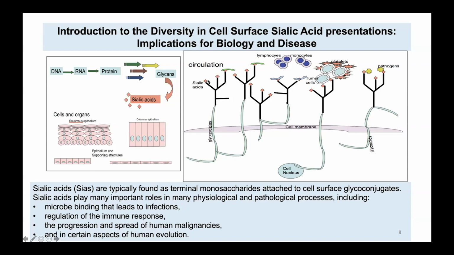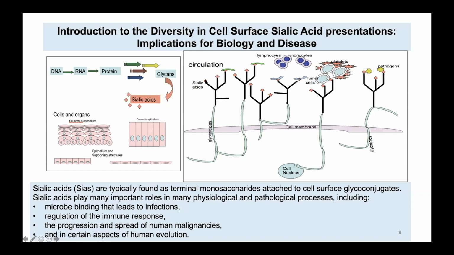These sialic acids are the terminal, very end monosaccharides attached to the underlying cell surface glycoconjugates and have been shown to have many important roles in the microbe binding that leads to infection, which will be the topic of the talk today. They also play roles in regulation of the immune response, progression and spread of human malignancies, and in certain aspects of human evolution.